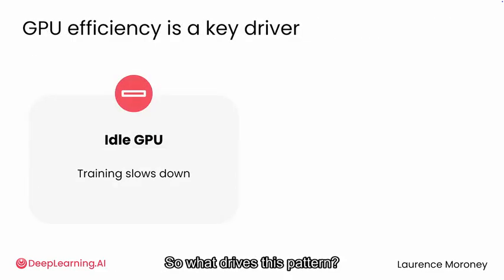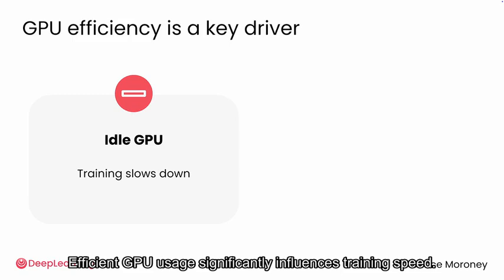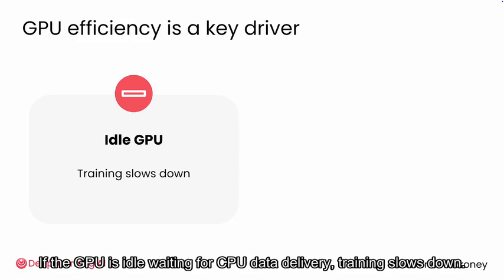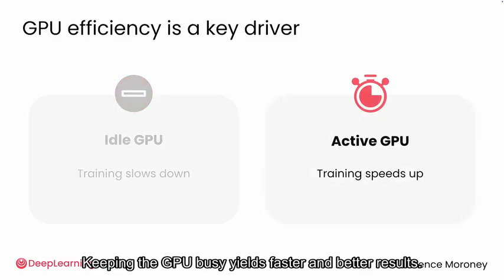So what drives this pattern? Efficient GPU usage significantly influences training speed. If the GPU is idle waiting for CPU data delivery, training slows down. Keeping the GPU busy yields faster and better results.